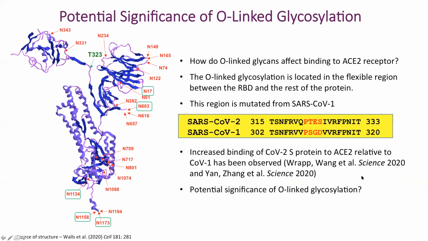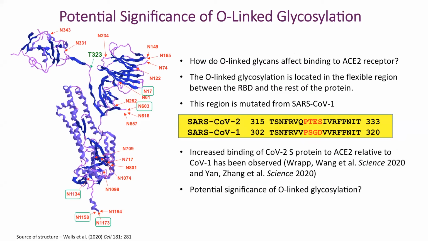So what is the potential significance of glycosylation as a whole, and of O-glycosylation on this S1 subunit? As you can see, this is a very flexible region, and having an O-glycan there, this hydrophobic moiety there, it's interesting to find out what the significance of this O-glycosylation is, closer to the RBD region.